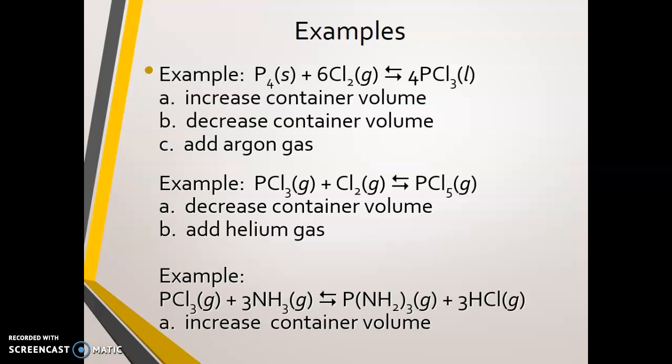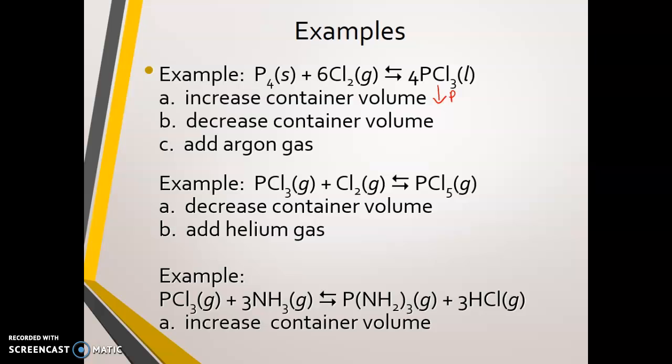So we have some examples here. The first example, we have P4 solid reacting with 6 chlorine gas particles, producing 4 PCl3, which is a liquid. So the first change that happens is that you're going to increase the container volume. So when you increase the container volume, that is going to cause your pressure to decrease. So that's kind of something that's important.